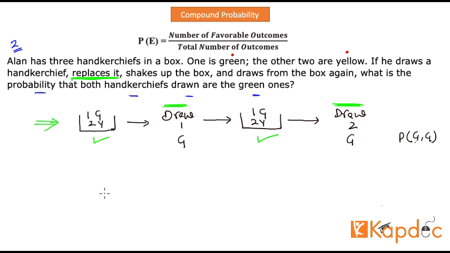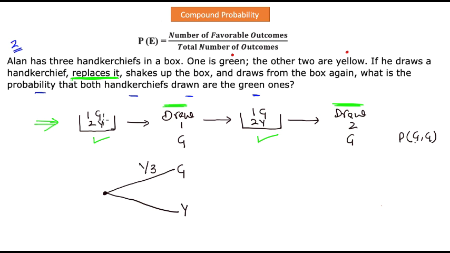So let's draw a tree diagram to solve this problem. Okay, here is my box. Then my first selection is happening, right? And then there are two possible outcomes. Either I get a green or a yellow outcome. The probability of getting a green handkerchief is 1/3 because there is only one green and three outcomes in total that could happen. That is the space of all outcomes in the first draw, right? And the probability of getting a yellow handkerchief in the first draw is 2/3. That is my first selection.